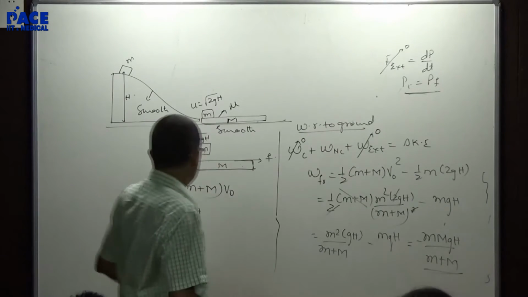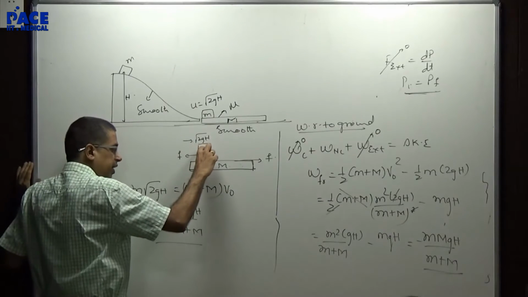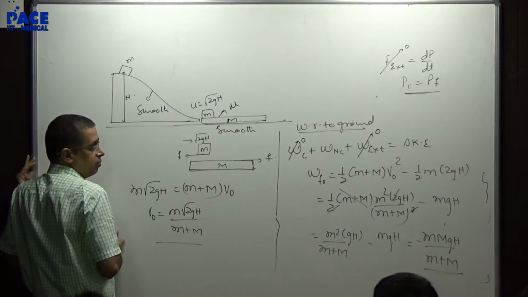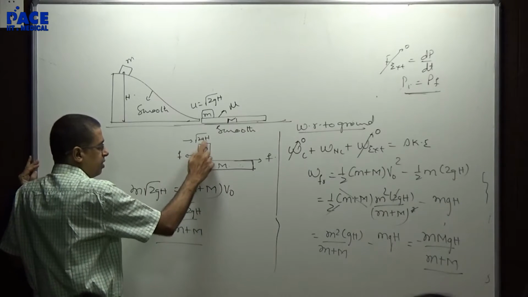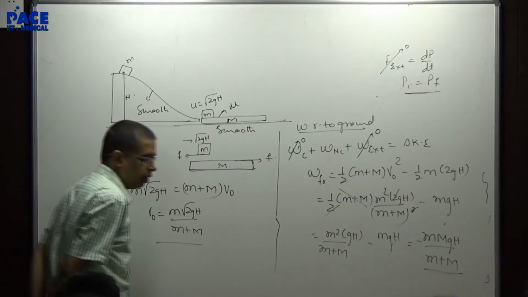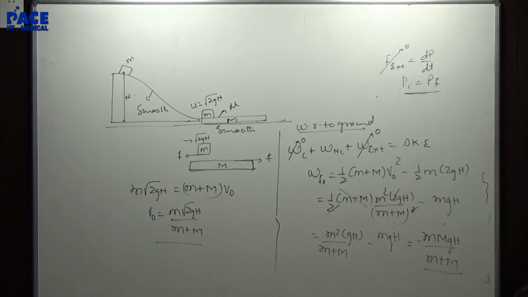Oh, okay. Yes, sir. Now that's what I used here. In the horizontal direction, small m and capital M put together, external force is 0. So initial momentum is m into under root 2gh, final momentum is small m plus capital M into V naught. Yes, sir. Thank you.